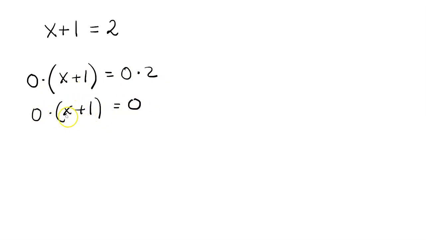Any x is a solution to this one, because no matter what we put for x, this will be true. 0 times whatever is still 0. So this equation has solutions equal to all the real numbers, infinitely many solutions. However, the only solution to this one was 1. So we see if we multiply by 0 on both sides of an equation, we don't have an equivalent equation anymore, because they do not have the same solutions.